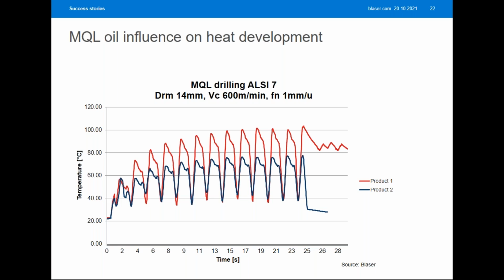So with product 1, we have an average of 100 degrees Celsius, and with another product, exactly the same process, we were able to reduce the temperature by more than 20 degrees Celsius. So this again is a chance for the customers to then increase the productivity again, or have a higher tool life, or there are several approaches of creating value.